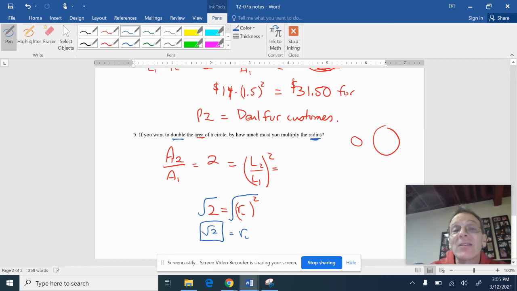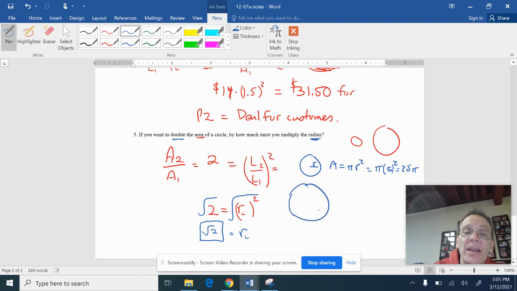Now, let's check this with some actual numbers. Again, because I didn't provide specific numbers, any numbers should work. Suppose we had the original circle and it had a radius of 5. What's the area of that circle? Area is pi r squared. That's going to be pi times 5 squared, which is 25 pi. So now let's get another circle and multiply this radius by the square root of 2. What is 5 times the square root of 2?